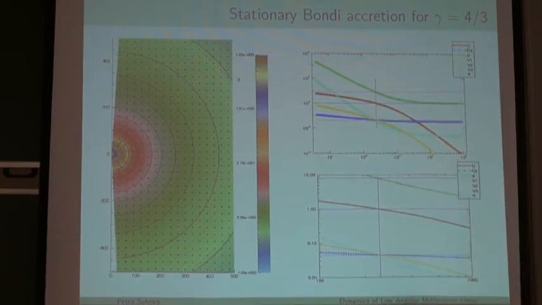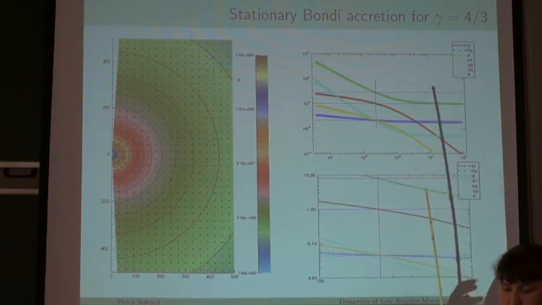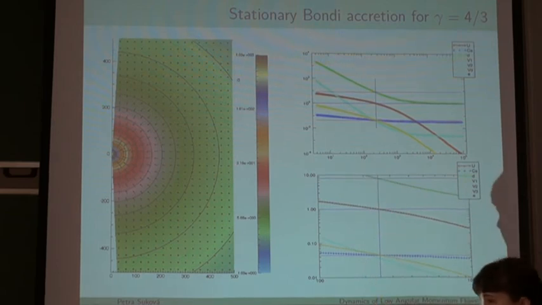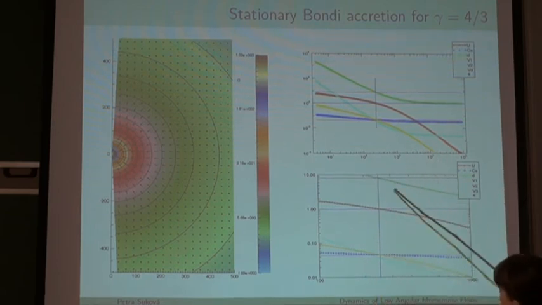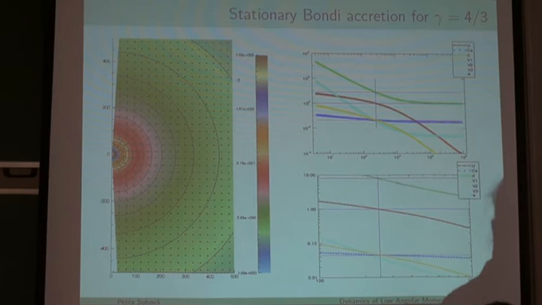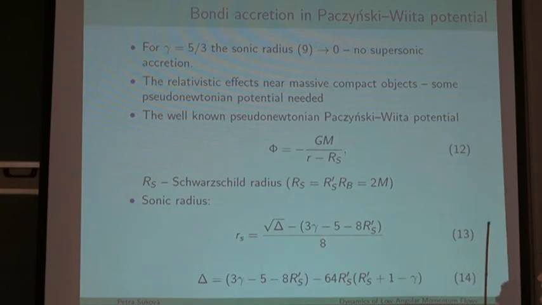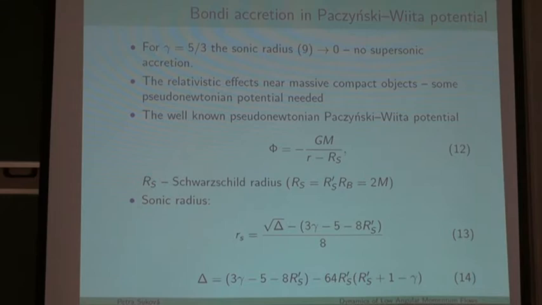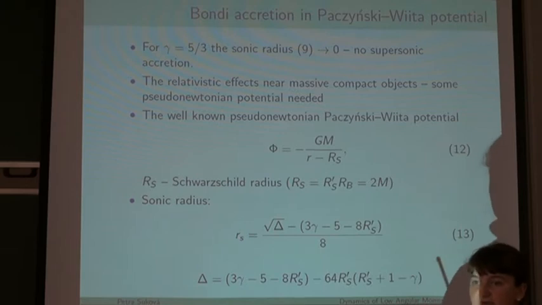This computation was done so that I imposed the Bondi solution at the beginning and ran for a longer time, and wanted to see if the solution would somehow crash or change. But at the end of the computation, it really is in agreement with the analytical formulation. So it's a test of our code. Now for gamma 5 over 3, the sonic radius goes to zero, and we probably want to include some ballistic effect near our accretor.